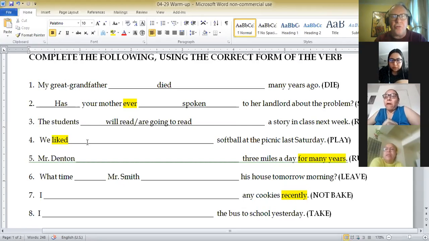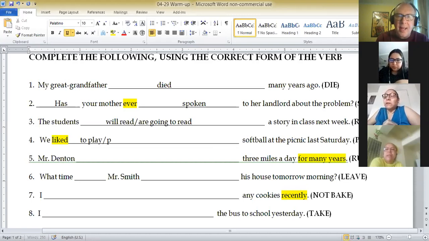You could go two ways. We could say we liked to play, or we liked playing. When we have like, we can use gerund or infinitive. Remember, I talked, I think, last time about the words that can be gerund or infinitive: like, love, hate, begin, start, continue. Oh, and prefer, 7 words.